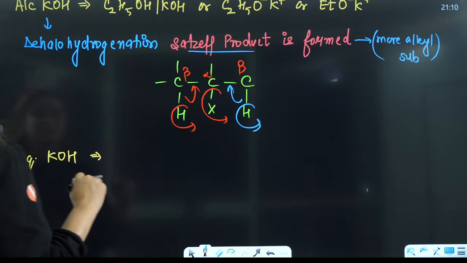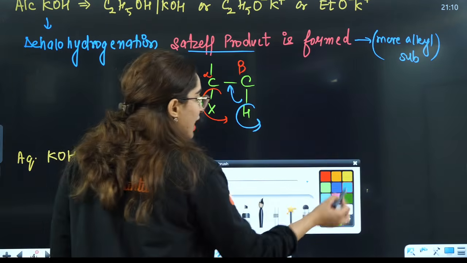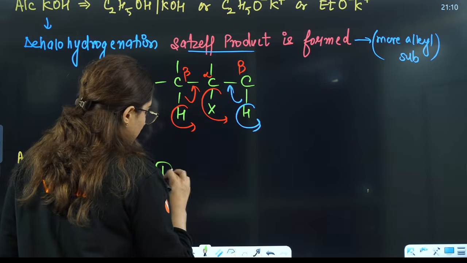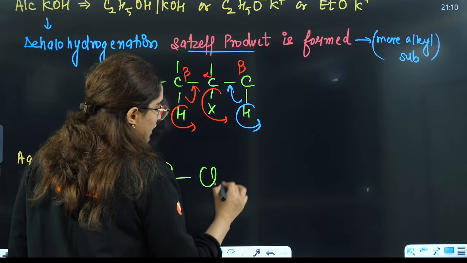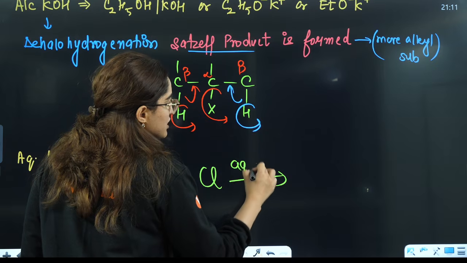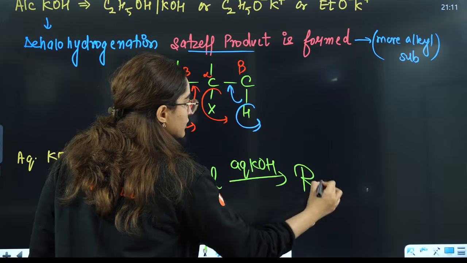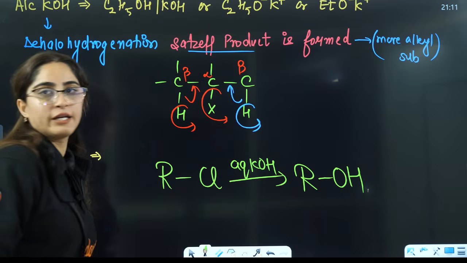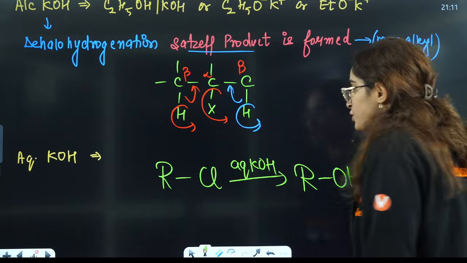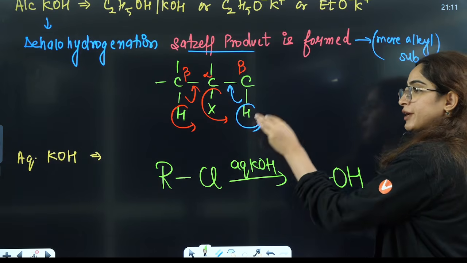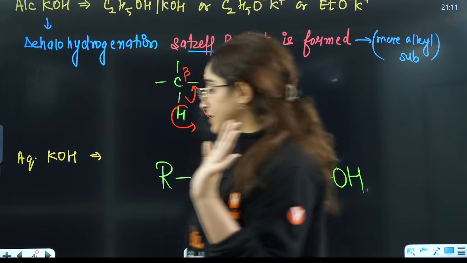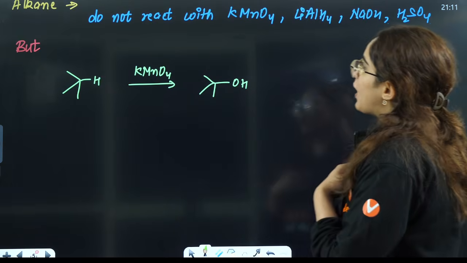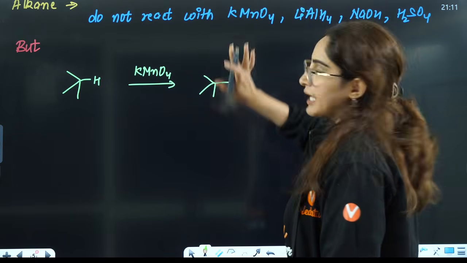Okay. Now next is aqueous KOH. Now in aqueous KOH, if you have let's say R, Cl or X here, let's say we have Cl, you add aqueous KOH, now things will be very different. This will replace Cl with OH. This thing will take place. That means what we want to say is, in alcoholic you have a different approach, in aqueous you have a completely different reaction, right? Okay, now let's talk about alkane, which does not react with KMnO4.